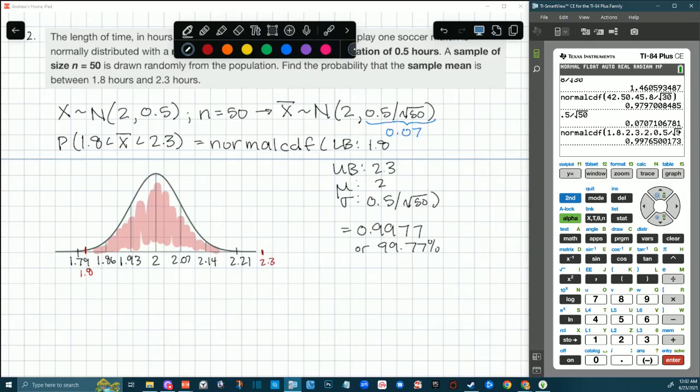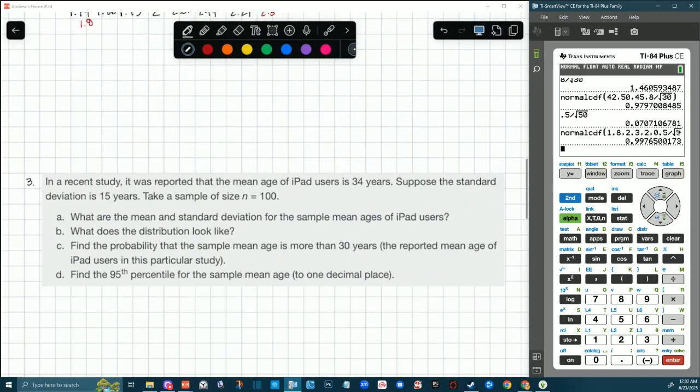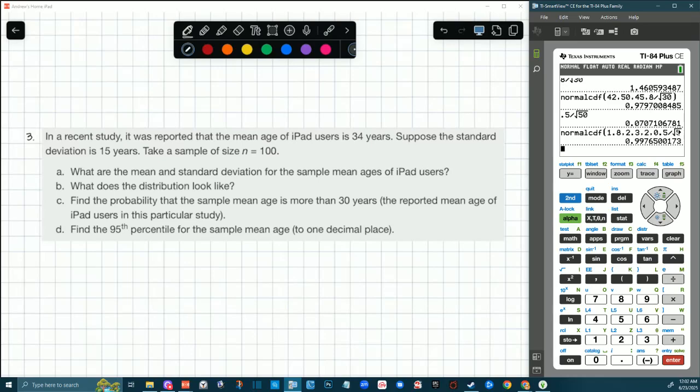All right, let's go ahead and do one more. In a recent study, it was reported that the mean age of iPad users is 34 years. Suppose the standard deviation is 15 years. Take a sample of n equals 100. What are the mean and standard deviation for the sample mean ages of iPad users? What does the distribution look like? Find the probability the sample mean is more than 30. Find the 95th percentile for the sample mean age.